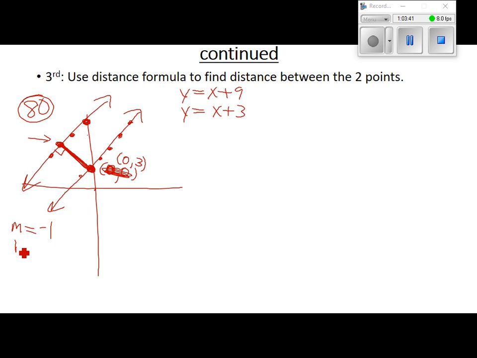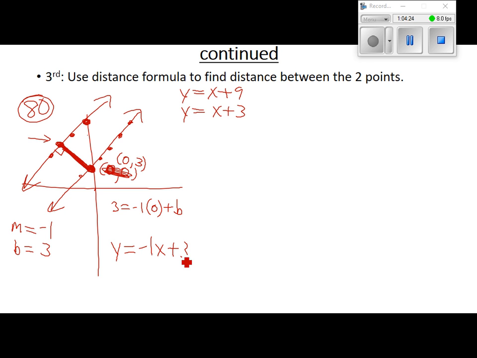Now we got to find b. Well, we know it goes through that point, and we know it has a slope of -1, so I'm going to do this. 3, plug in for x. -1 is our m. 0 is our, I'm sorry, that was y. This is our x. Plus b. What's -1 times 0? 0. So what's b equal? 3. What's the equation of this line? Y equals what? -1x plus 3. You'd have to do that for 79 and 78. Yep.